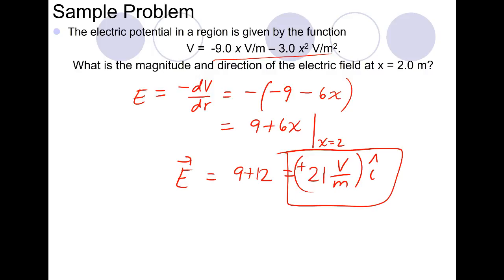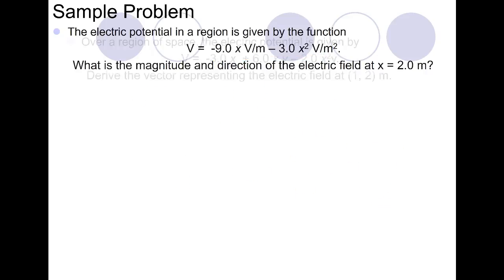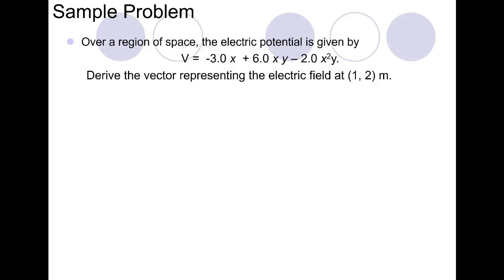Let's do one more example. This will be a two-dimensional example. And now we have a region of space where the electric potential is a two-dimensional function. It depends on x and y. So we want to derive the vector representing the electric field at the point (1, 2).